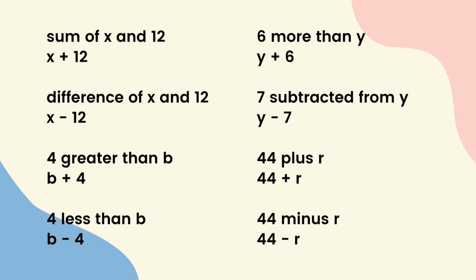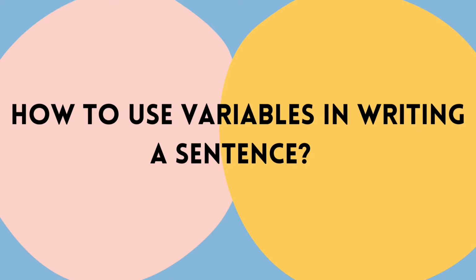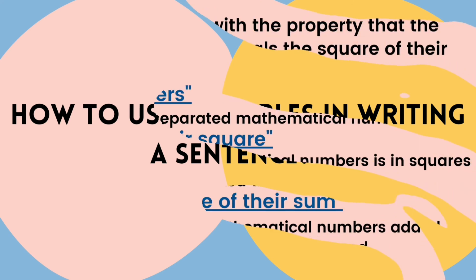44 plus r can be expressed as 44 plus r. And lastly, 44 minus r can be expressed as 44 minus r. These are some examples of mathematical expressions. So, now we already know mathematical expressions. Let's go back to writing a sentence using variables. I have here one example and let's dig into it.